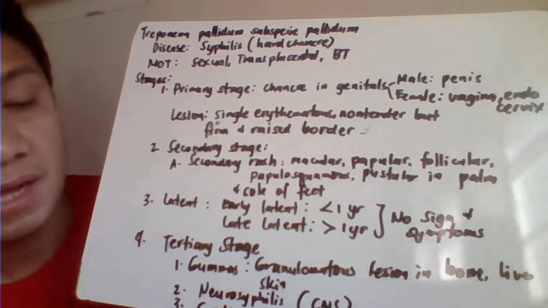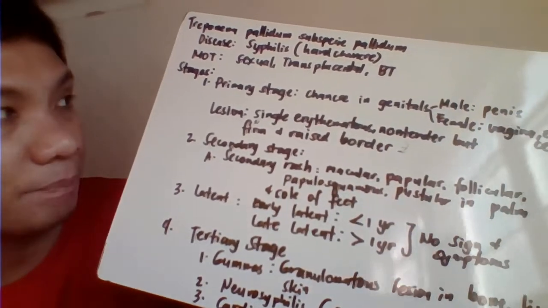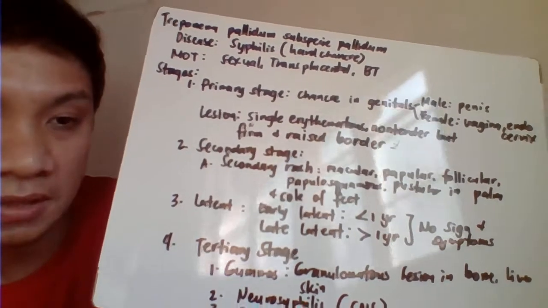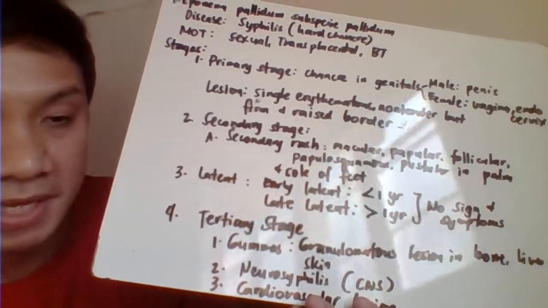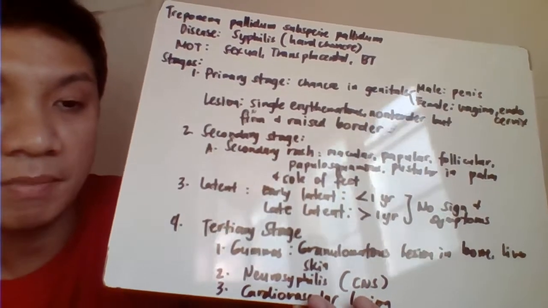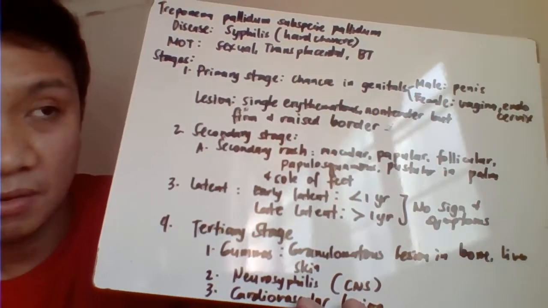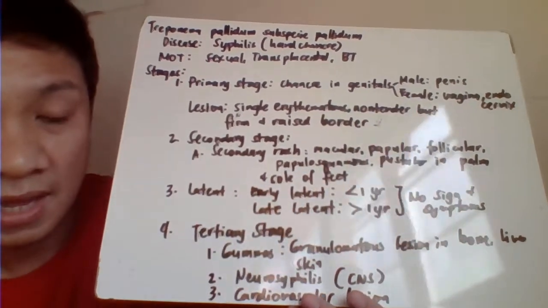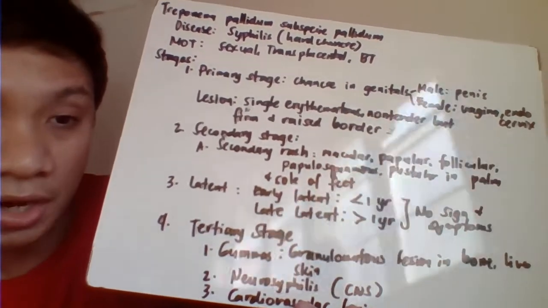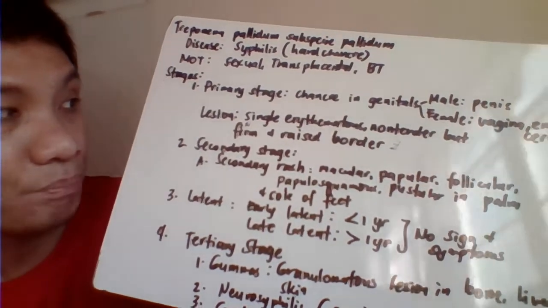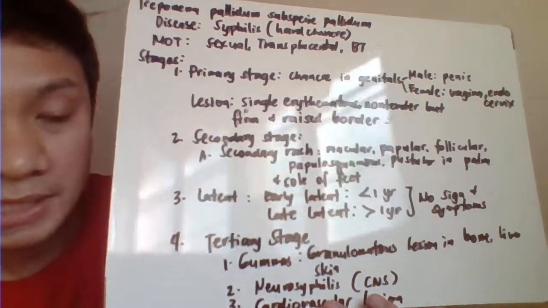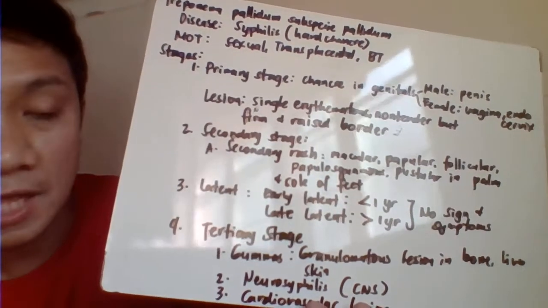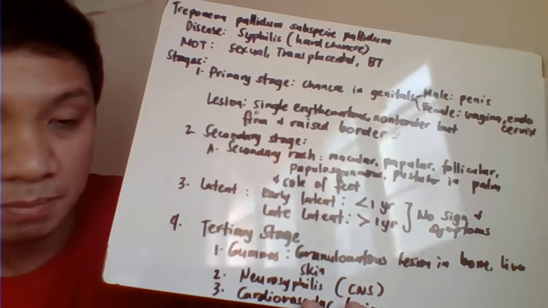So we have here the stages of syphilis. Stage 1, the primary stage, is characterized by the development of a lesion, primarily on the genitals of the patient. For the male, most likely it could be found outside on the penis, or in the female, inside the vagina or even the endocervix. Basically, you call that the chancre. Most likely this one is a hard chancre.